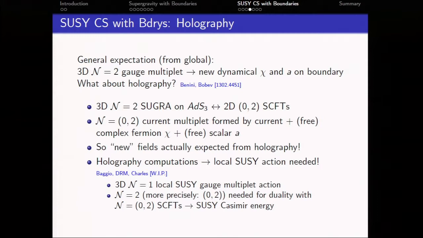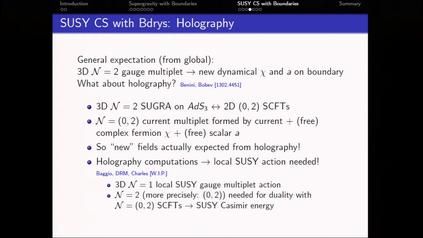So far, we've written down the N=1 local SUSY gauge multiplet action, and we're working on the N=2 one, which we will need for duality with (0,2) superconformal field theories, and in particular to work out something called the supersymmetric Casimir energy. So at this point, maybe I'll ask if there are any questions, but then I'll move on.